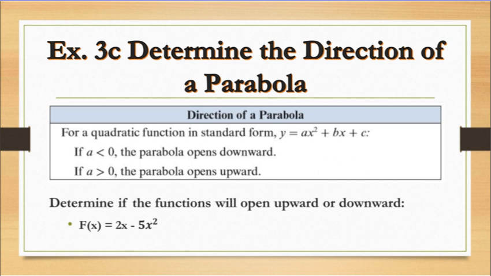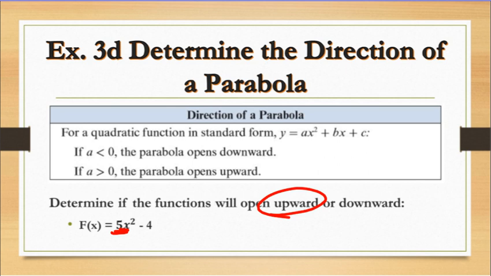Next, 2x minus 5x squared. Let's rewrite that, so it'd be minus 5x squared plus 2x. The leading term is negative, so it has to open downward. And one other one for this next one. 5x squared minus 4. 5x squared is positive, so it opens upward.